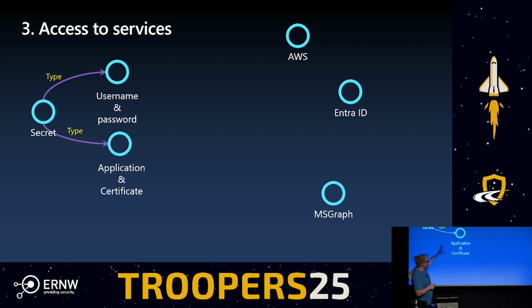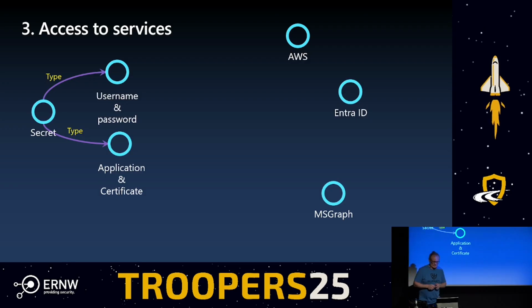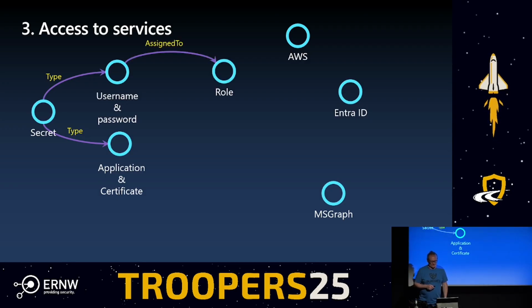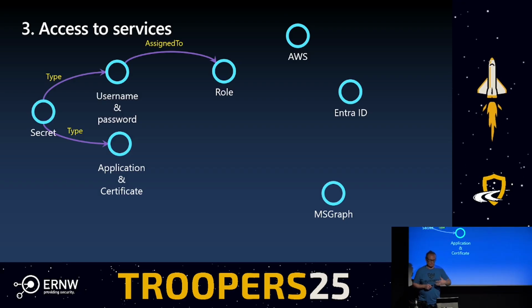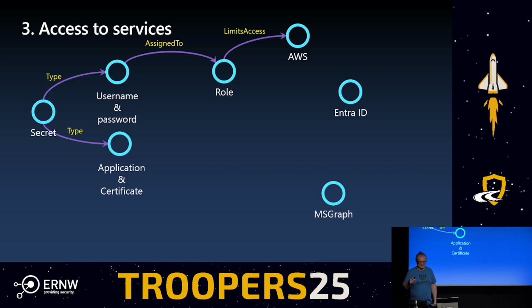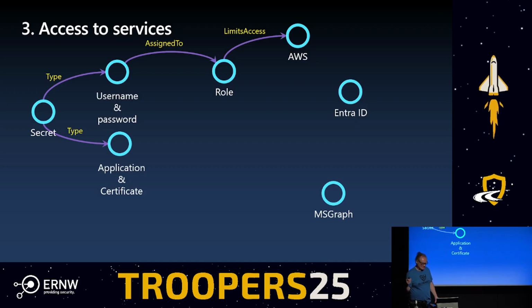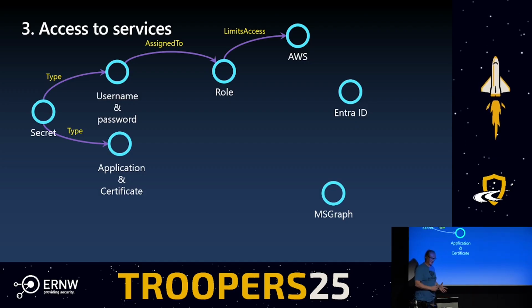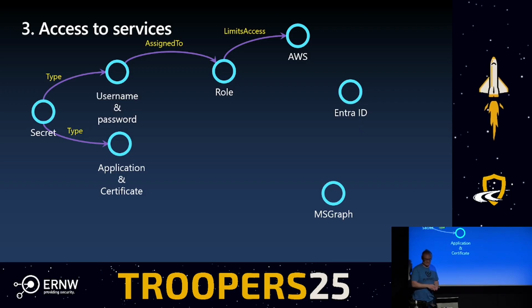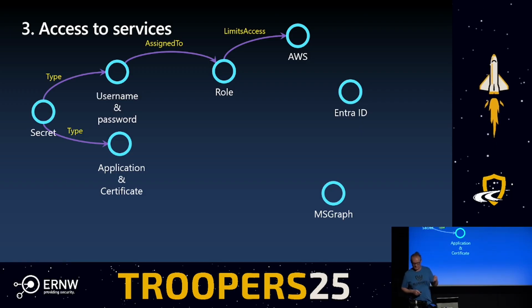So you have two types of secrets. You have a username and password, and certificate. And username, you can be assigned to a role, and that limits access to AWS or the admin web service. So it means that you need to have the directory synchronization accounts role or global admin so that you can access that service. Otherwise, you can't.